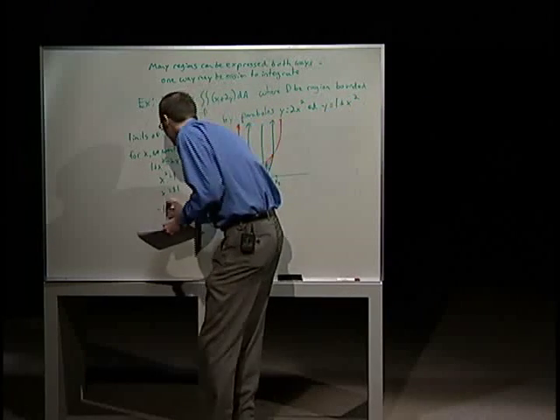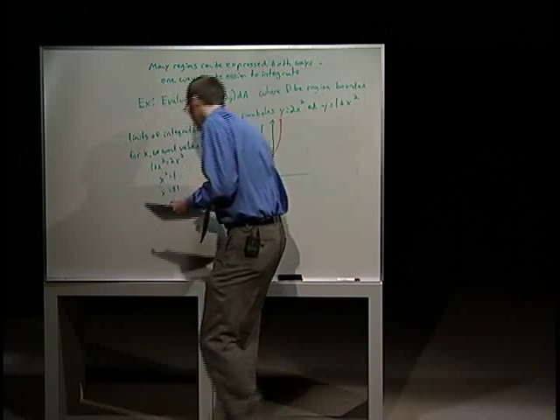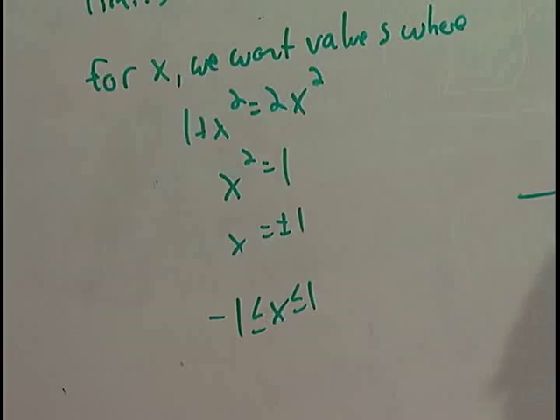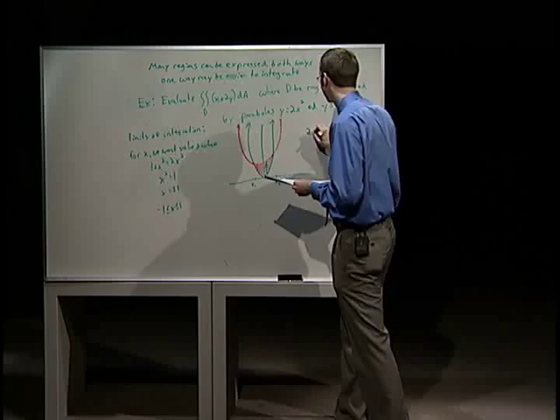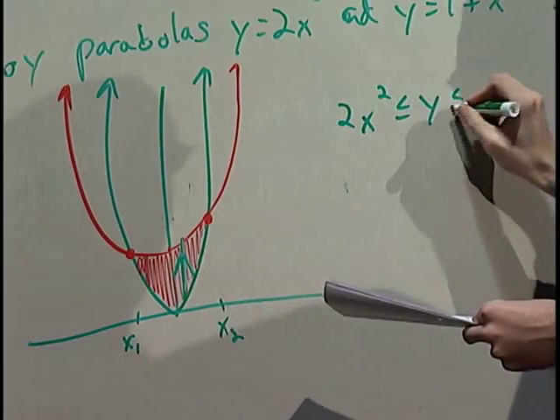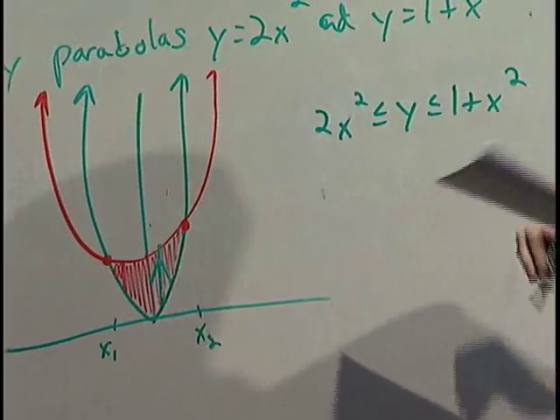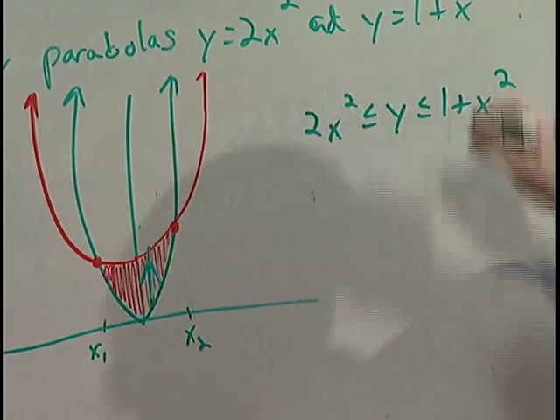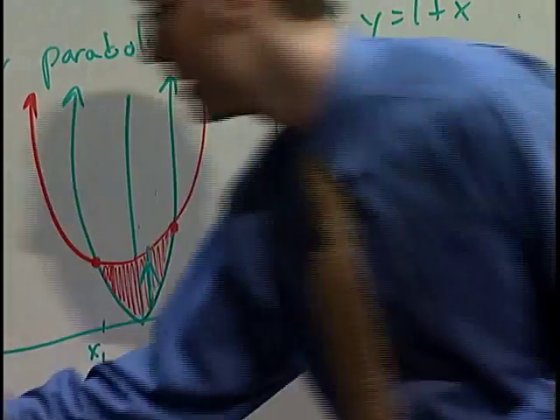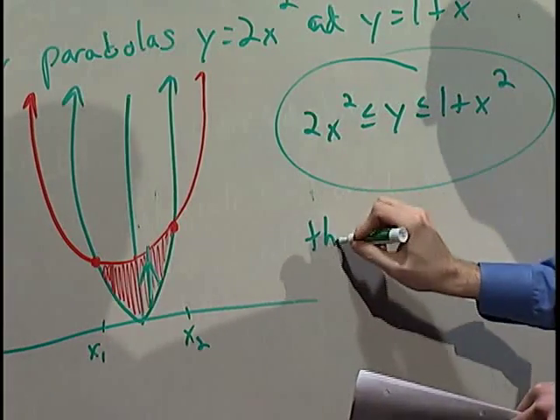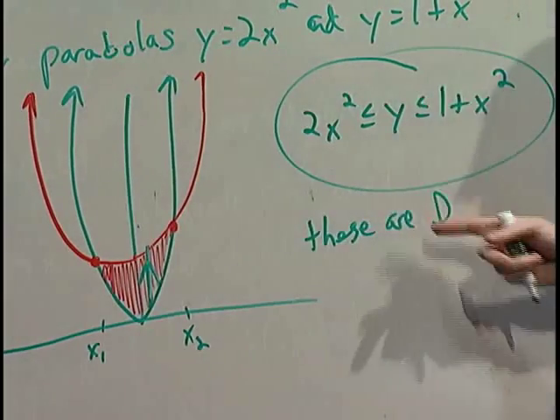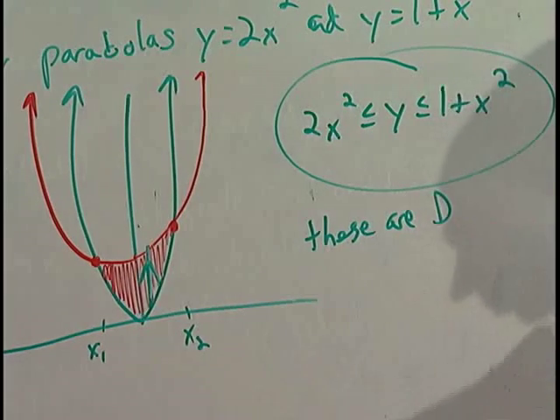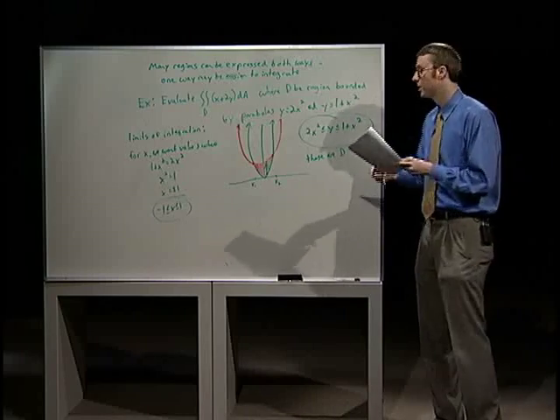So -1 is less than or equal to x, which is less than or equal to 1. For the y limits, we want the lower curve to be the lower limit and the upper curve to be the upper limit. So the lower curve is 2x squared, and the upper curve is 1 plus x squared. These two inequalities taken together form the region D that we're integrating over. Okay, so let's go ahead and do this.